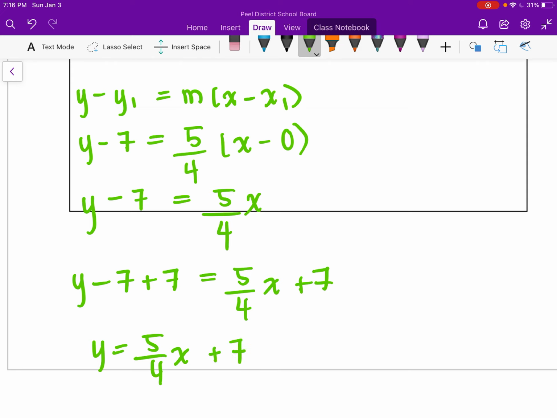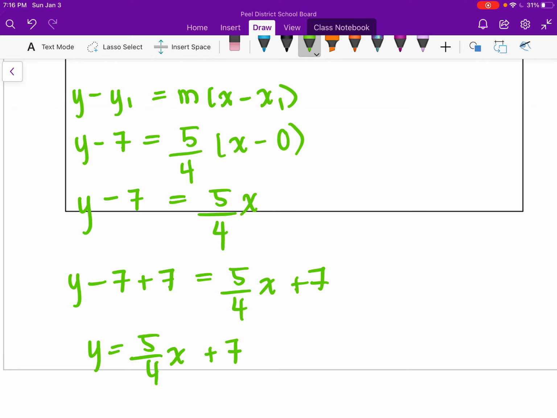I would leave it as is because you can't collect like terms here anyway. You have an x with a coefficient and then just a plain constant, so you can't collect these like terms. So you just leave it as is, and this is your answer.